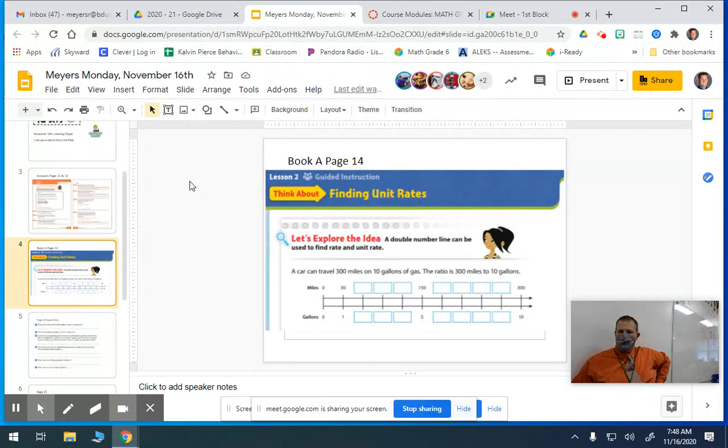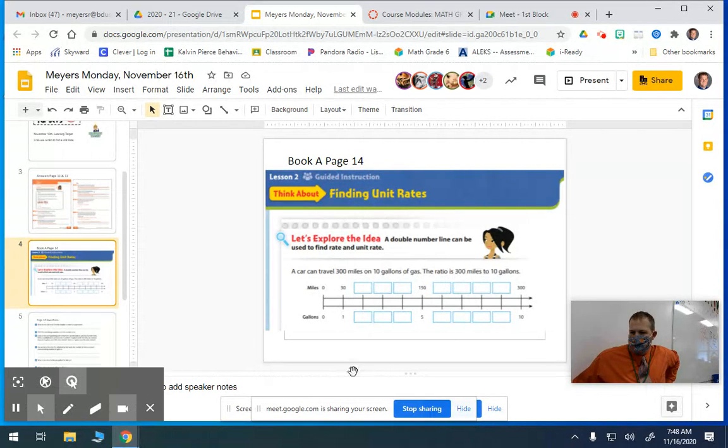That's fine. Page 14. We're going to use a double number line today to start talking about ratios. So it says, a car can travel 300 miles on 10 gallons of gas. The ratio is 300 miles to 10. So we have this ratio for us right down here, 300 to 10.